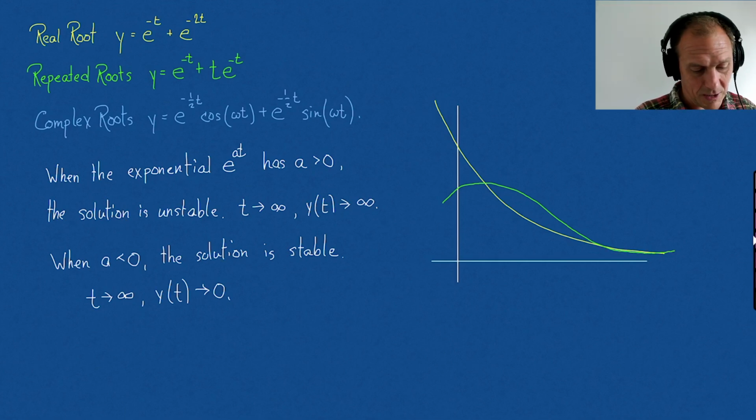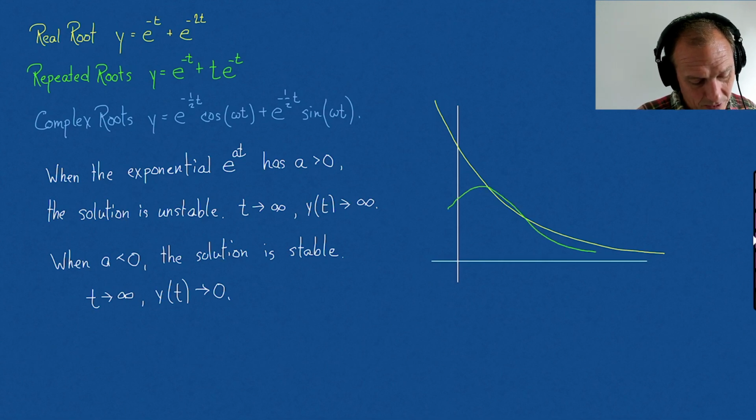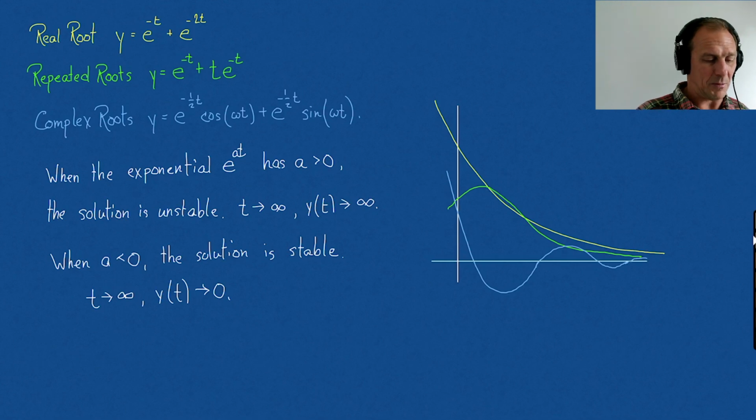Oops, mine looks like it's going back up. It shouldn't go back up. It comes up, and then it's going to come back down. Something like that. And finally, the last one is complex roots. In the complex roots, we have oscillations while they're decreasing. So in this case, you'd start at some point, and then it's going to decrease, but it's going to decrease and oscillate at the same time. And each time it oscillates, the oscillation gets smaller and smaller.